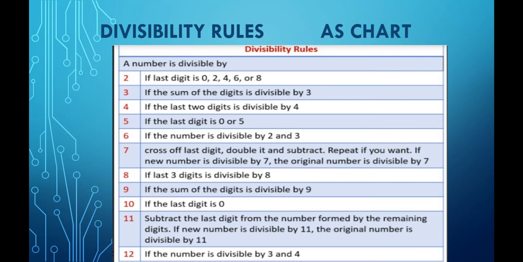And in case of 12, it is just similar to 6. If the number is divisible by 3 and 4. In case of 6, it was 2 and 3, and here in case of number 12, the given number has to be divisible by 3 and 4. So these are the criteria, or you can say the general set of rules which we call divisibility rules. We have to always keep them in our mind. Okay.